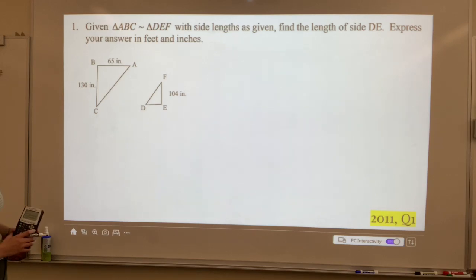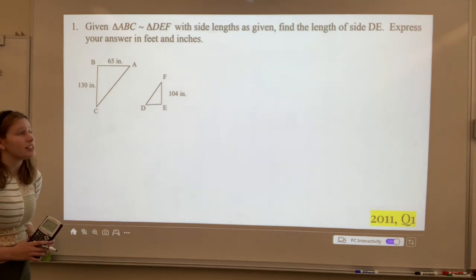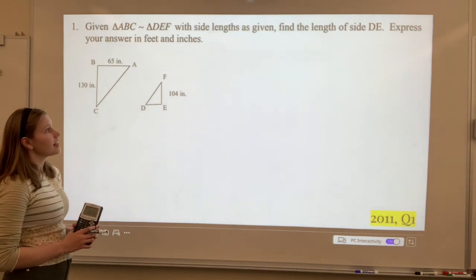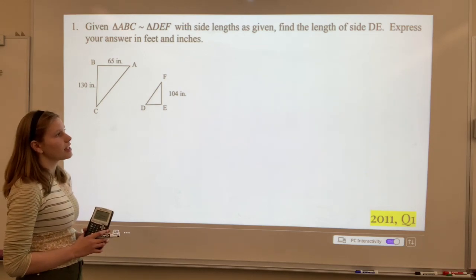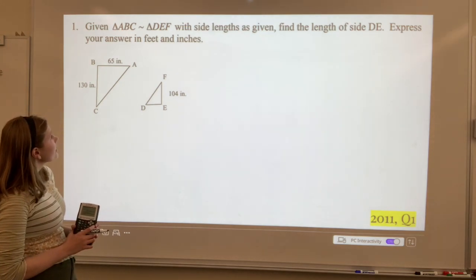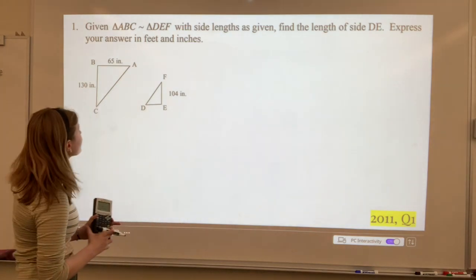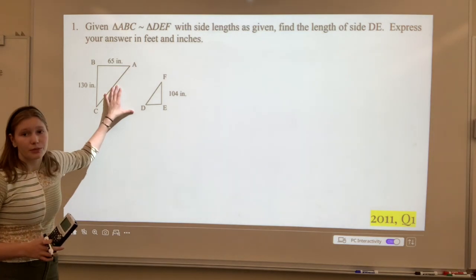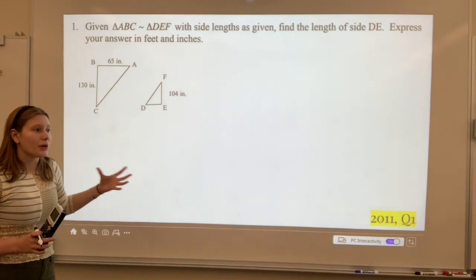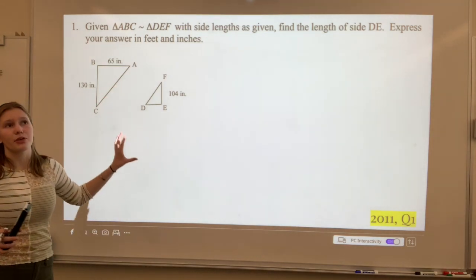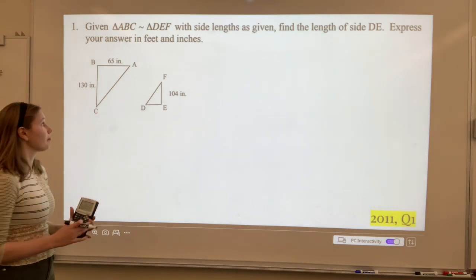Given triangle ABC is similar to triangle DEF with side lengths as given, find the length of side DE. Express your answer in feet and inches. Alright, so the first thing that I noticed is that these triangles are similar. So just to help my brain understand how this is working, I'm going to orient them positionally the same.